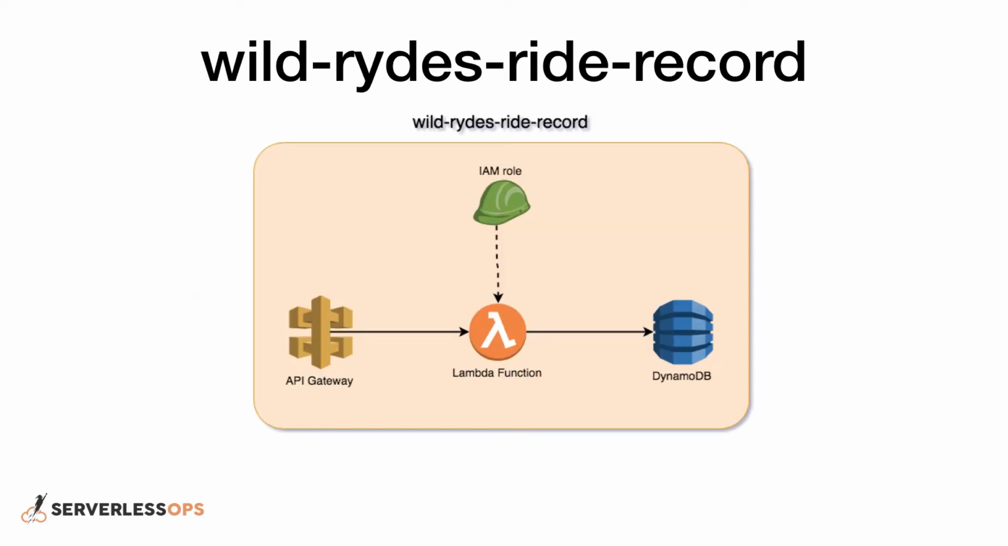This is what our new service we need to build looks like. A request is sent to an API Gateway endpoint, and it'll trigger a Lambda function that has permission to record the ride data to DynamoDB.